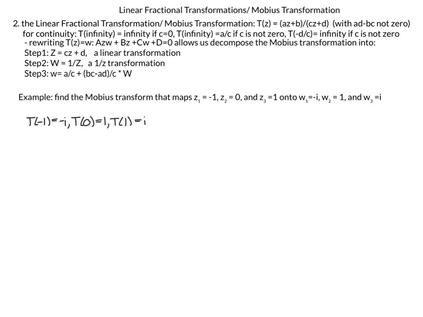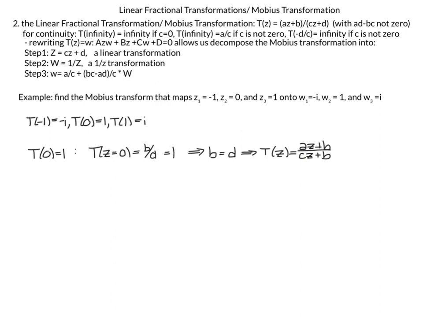I start with T of 0 equals 1, and I like to always start with a 0 if a 0 is there because it's so nice just to be able to plug in 0. If z is 0, then the az and the cz go away, and I'm only left with b over d. So b over d is equal to 1, which means that b is equal to d. So now I can rewrite my T of z equal to (az plus b) over (cz plus b).